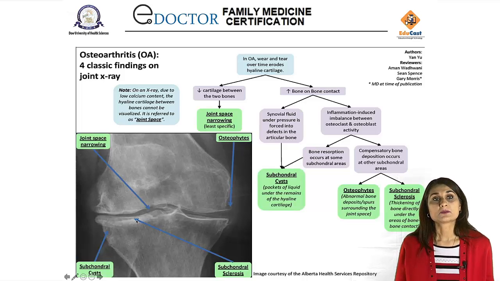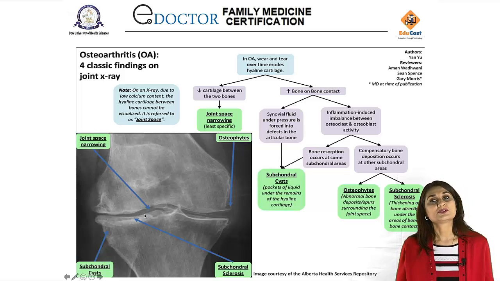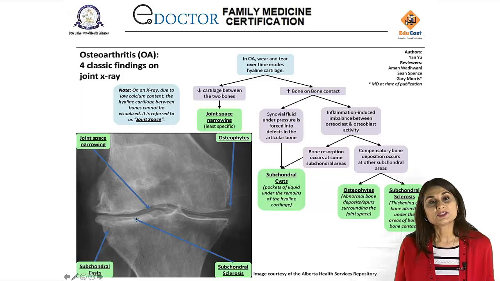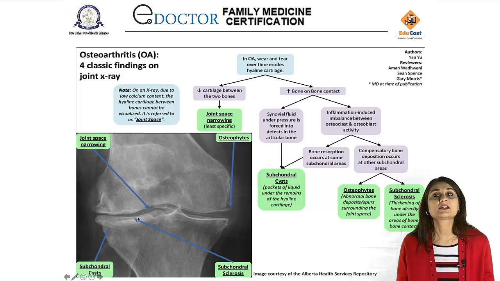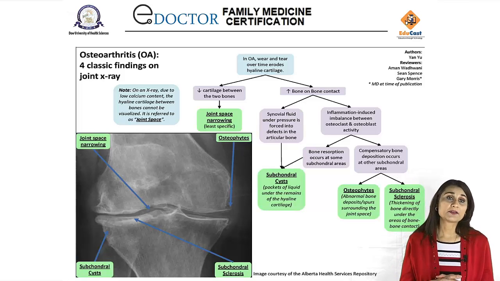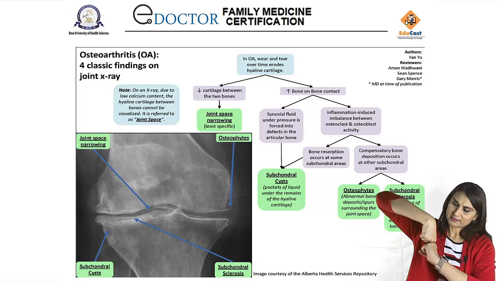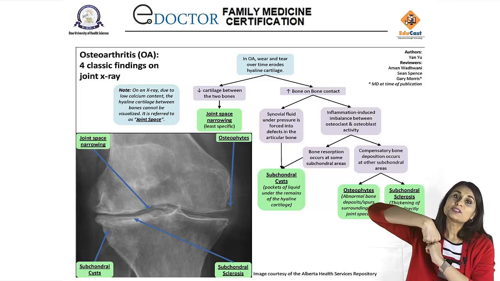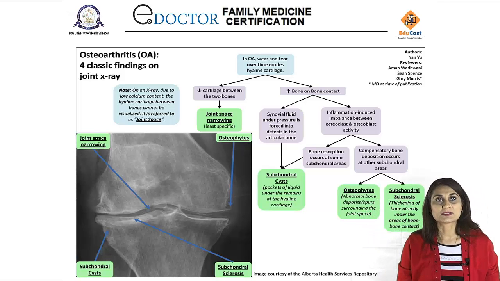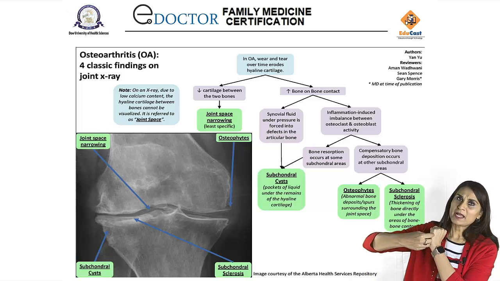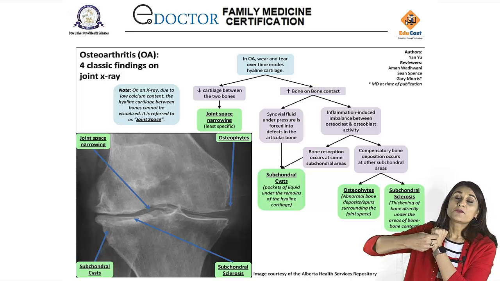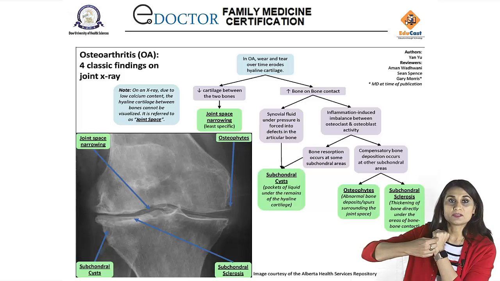Subchondral sclerosis, what is that? Thickening of bone directly under the areas of bone-to-bone contact. You see the white shadow over here, which is a thickening of the bone. Under the bone-to-bone contact, too much is happening, so you will see a white shadow. That's going to be your subchondral sclerosis. If you see right here, a black dot is there and it has fluid. That is going to be your subchondral cyst.